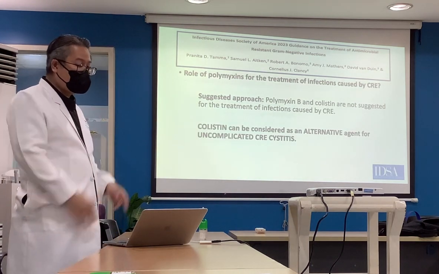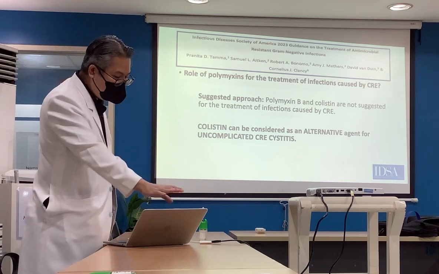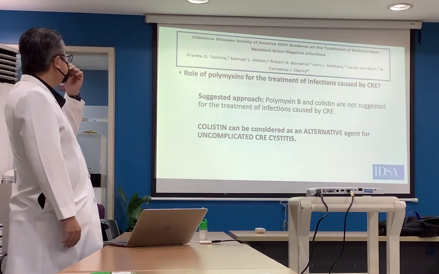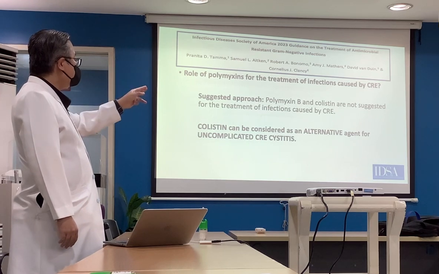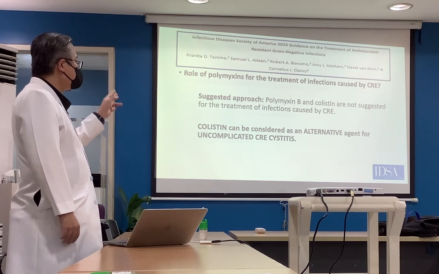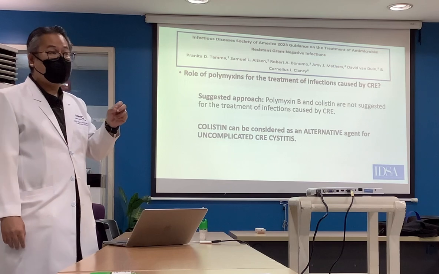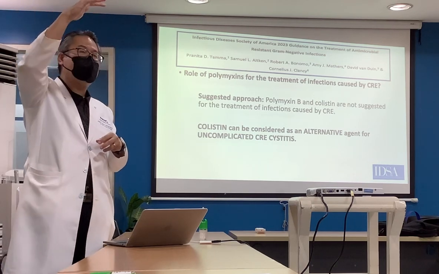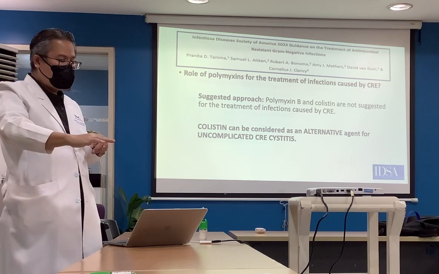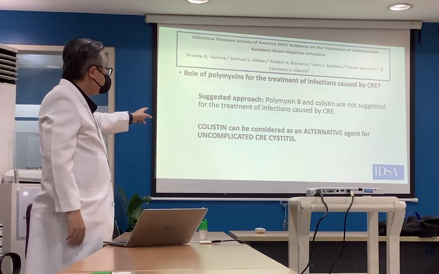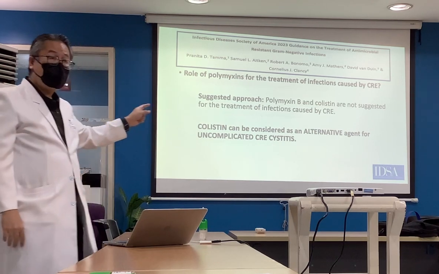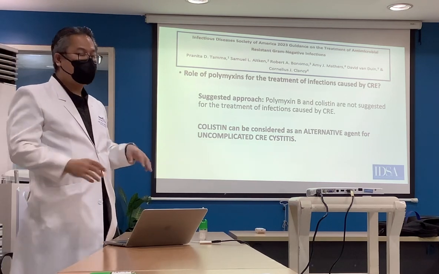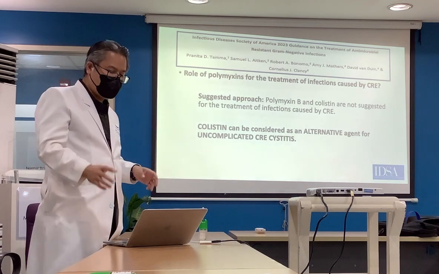So what is the role of polymyxins based on the 2023 IDSA guidance? Polymyxin and colistin are not suggested for the treatment of infections caused by CRE. In 2019, they were up there, always there, and now they have been moved down. But colistin can still be considered as an alternative for uncomplicated CRE cystitis. So yeah, that's still reasonable.